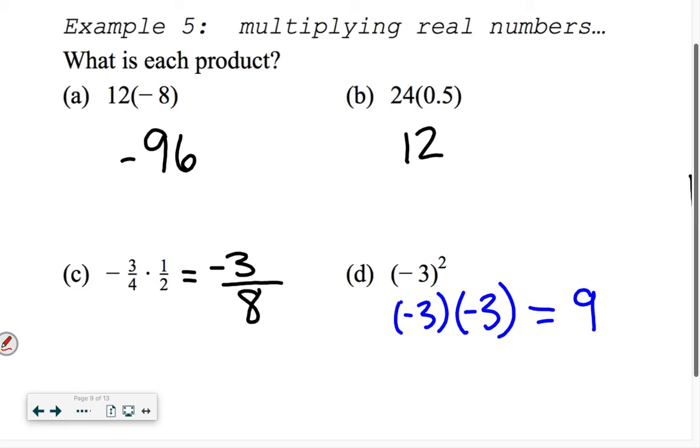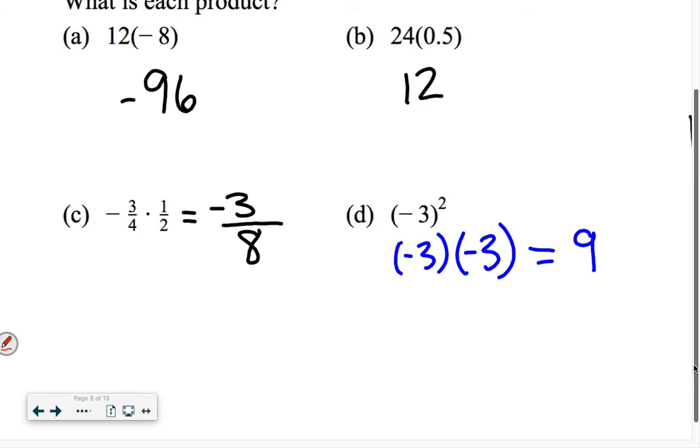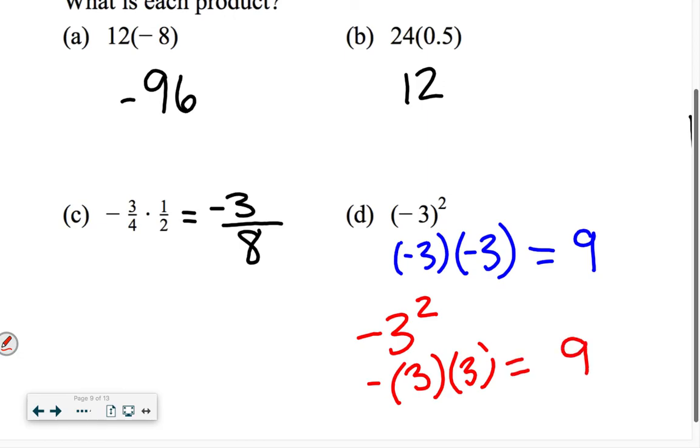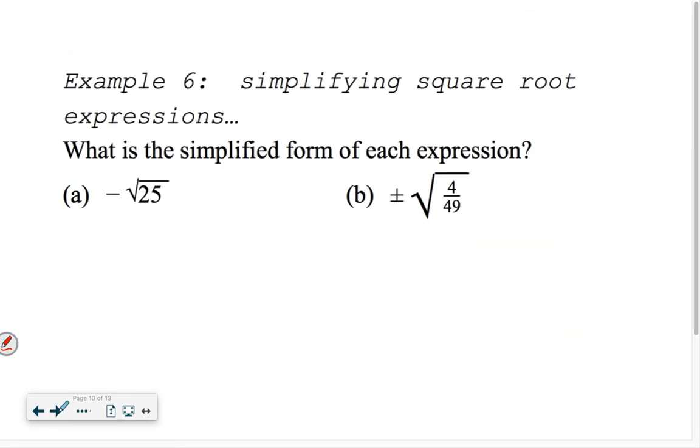Now, I always have students get hung up on this. What if it was negative 3 squared, like this? Well, the number they want you to square here is just the 3. There's no parentheses saying include that negative here. So really, 3 times 3 is 9. And then you have to add back in that negative. So the parentheses do matter with exponents, so you need to be careful with them.